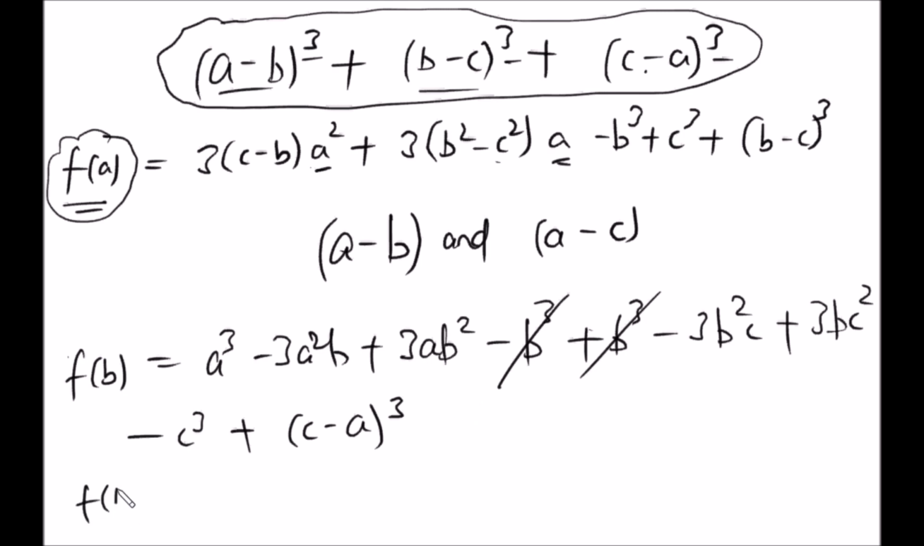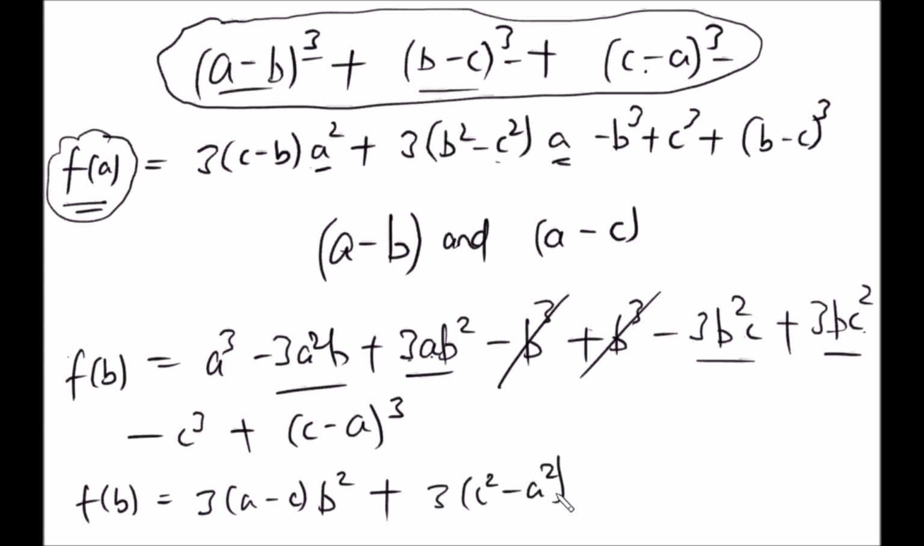So my fb now inakuwaje? B squared ni hii hapa na b squared nyingine ni hii hapa. So hapa ninabaki na 3a na negative 3c. Kwa hiyo itakuwa ni 3a minus c b squared. So jumlisha b ni huyu na huyu. So hapa kuna 3c squared, hapa kuna negative 3a squared. Kwa hiyo nitakuwa na 3c squared minus a squared b. So nabaki na huyu nani? Plus a cube minus c cube plus c minus a cube. So this is my FB.